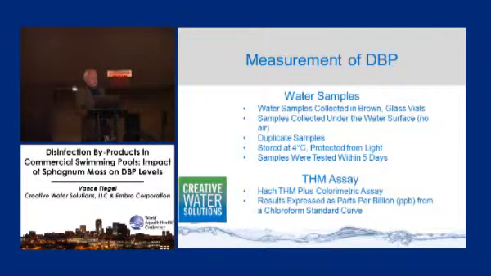As I mentioned, the trihalomethane assay is produced by Hach. It's primarily for use in testing drinking water. We applied it to this methodology, and it works fine. We've done lots of work with them to make the assay more suitable for swimming pool water. It's a colorimetric assay. It's relatively easy to do with a spectrophotometer and a few other assorted laboratory supplies. The results are expressed as parts per billion, from a chloroform standard curve.